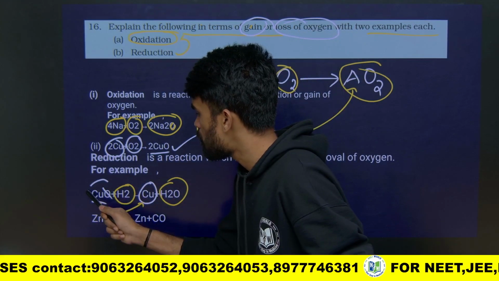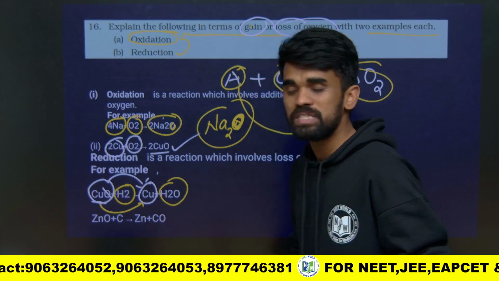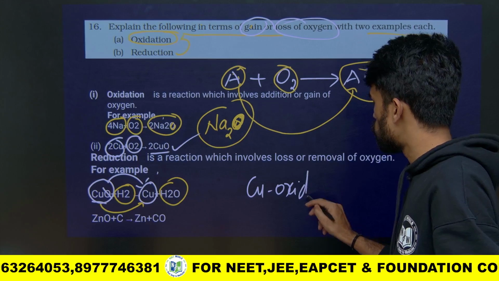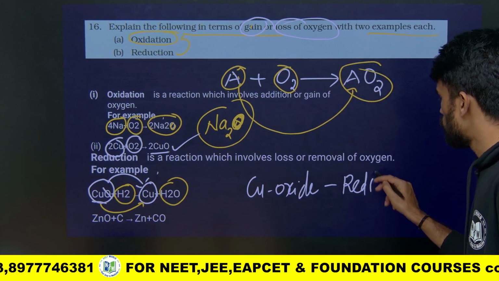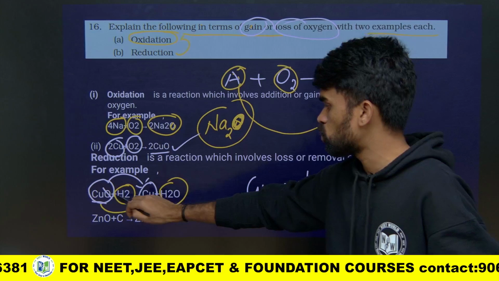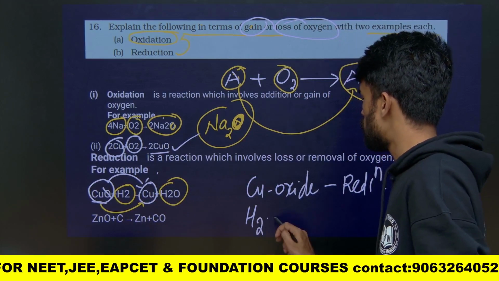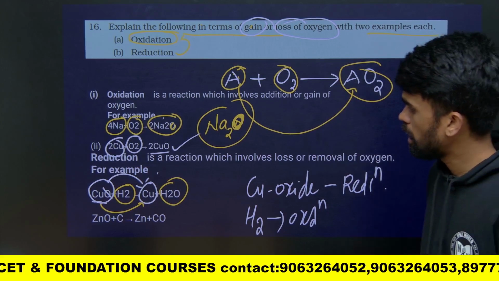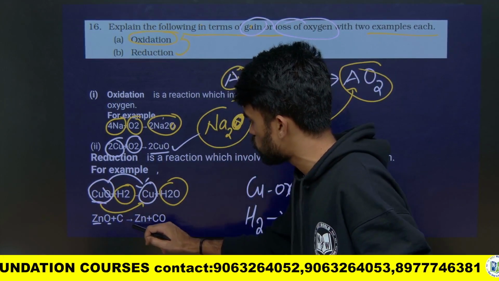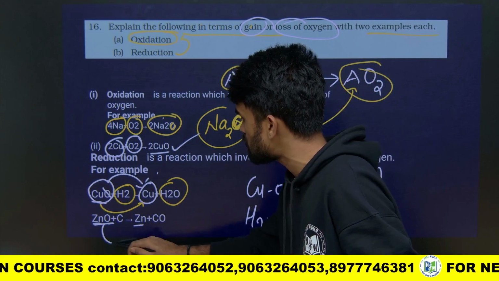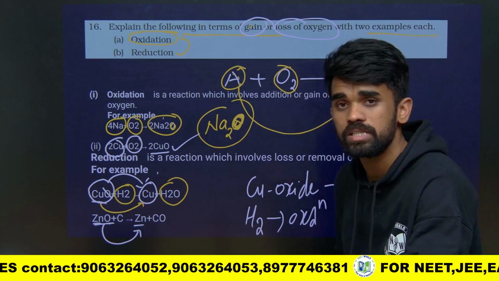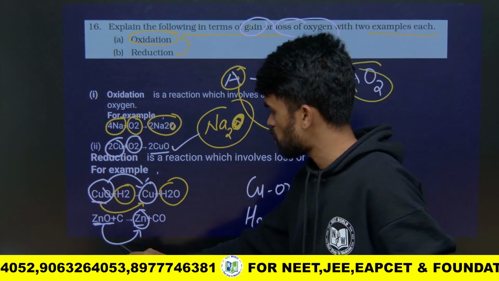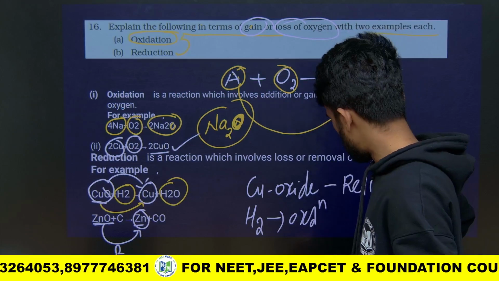So I can say copper oxide is undergoing reduction. Which is undergoing reduction here? Copper oxide. Copper oxide is undergoing reduction. And what about hydrogen? I can say now H2 is undergoing oxidation. I hope this is clear. Here also zinc oxide is converted into zinc. It means zinc oxide is undergoing loss of oxygen. So it is reduction. Zinc oxide undergoes reduction and forms zinc. So this process is called reduction. I hope that is clear.